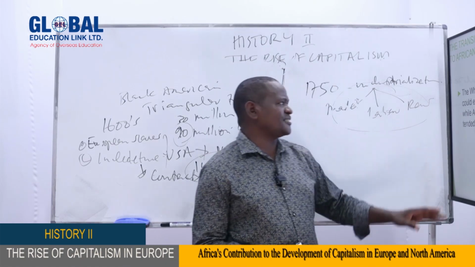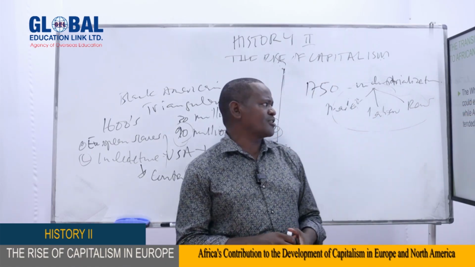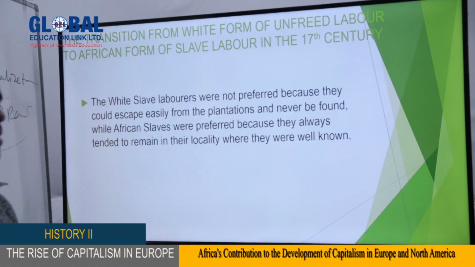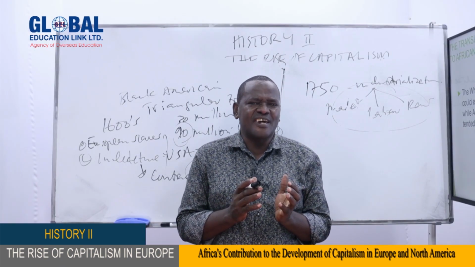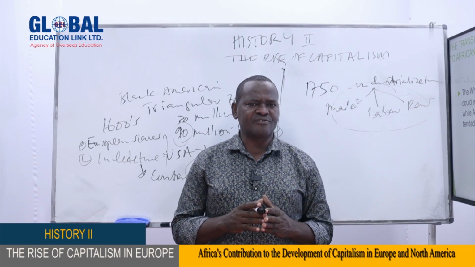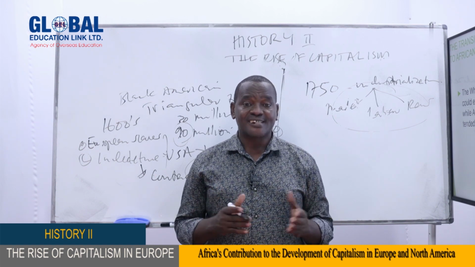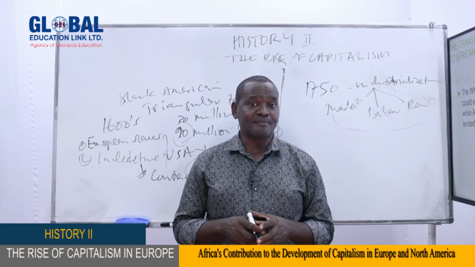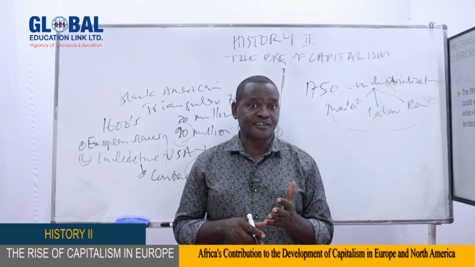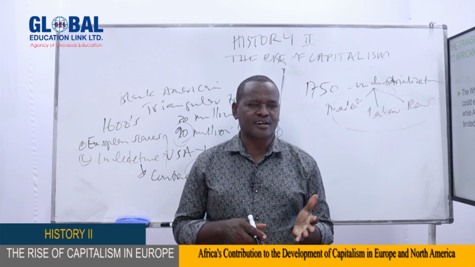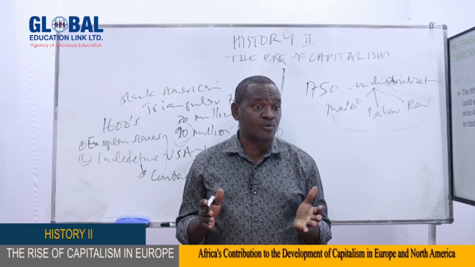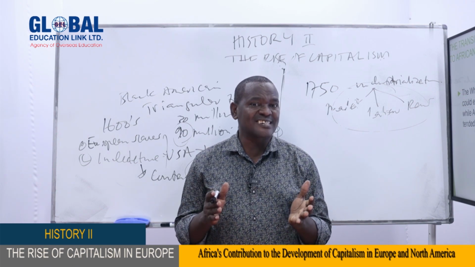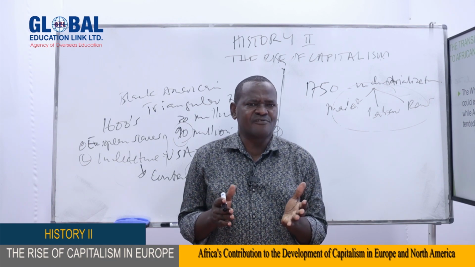The second reason is that white slave labor was not preferred because they could escape easily. Imagine you have taken a group of, let's say, 100 white slaves working for you in your plantations. Because they are white, it was very easy for them to escape. Let's say somebody is in Boston, has escaped, and is trying to go to New York. Nobody is going to know that this is a slave on the run. Why? Because he's white, the slave masters are white, and those slaves are white. So you cannot distinguish them, especially if they have dressed pretty well.